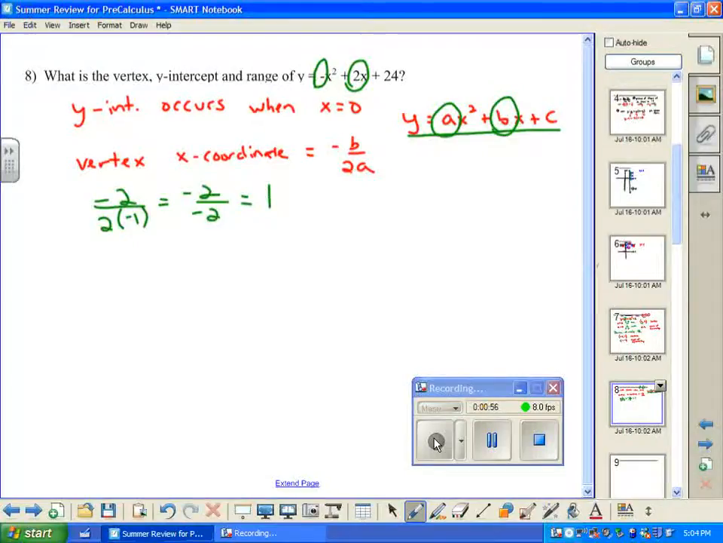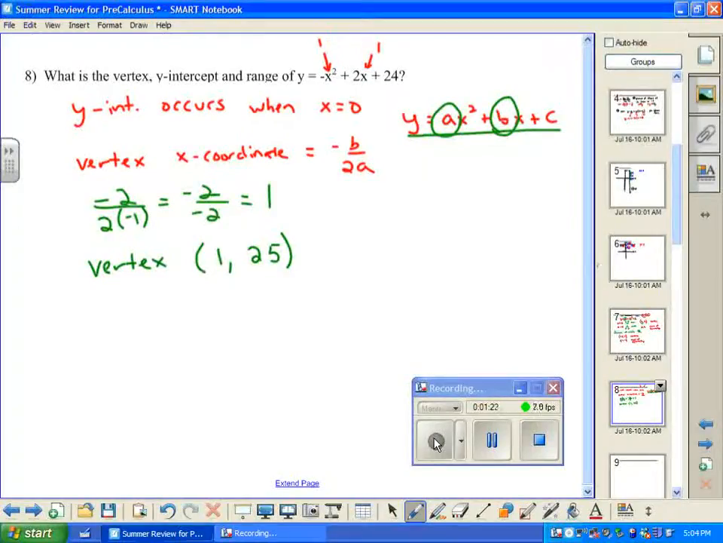And then to get the y-coordinate of the vertex, we'll actually substitute 1 in place of x here and in place of x here. And when we do that and do a little bit of evaluation, we get that the y-coordinate of the point is 25. So our vertex is at the point 1, 25.